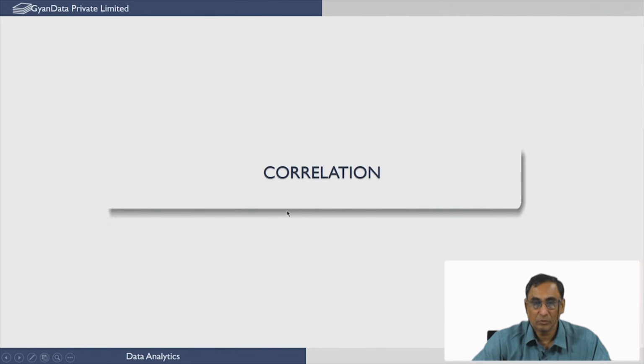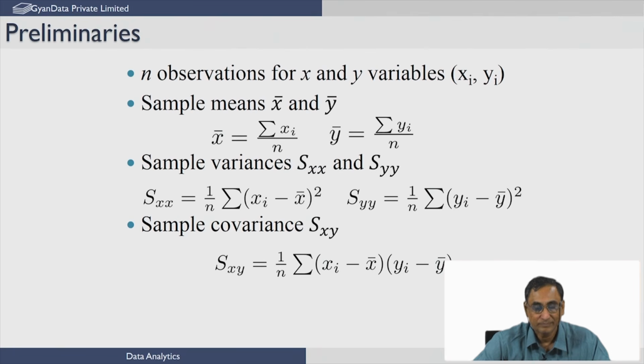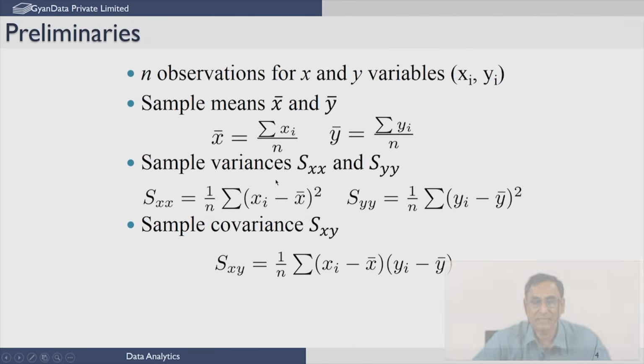So, let us first look at some measures of correlation. We have already seen one in the basic introductory lectures to statistics. So, let us consider n observations of two variables x and y, denoted by the samples xi comma yi, and we can of course compute the sample means. We have seen this in statistics, which is just the summation of all values divided by n for x, which is denoted by x bar, and similarly we can do the sample mean of y, which is denoted by y bar.